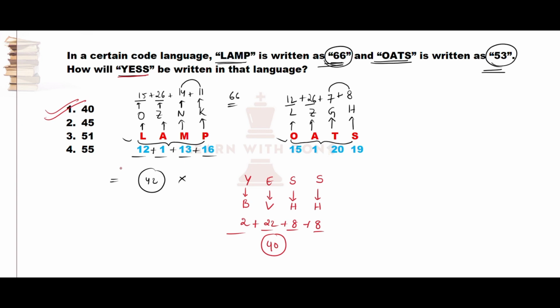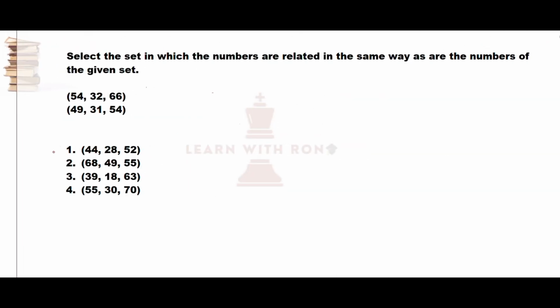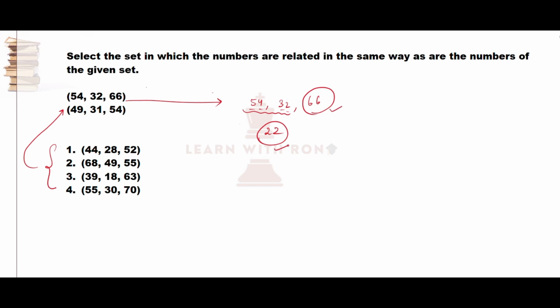Let's see the next question. Here is one more such question. Again, we need to find a set from the given options which follows the same pattern as the above two sets. Let's take the first set, which is 54, 32 and 66. Observe the difference between the first number and second number. The difference here is 4 minus 2 and 5 minus 3, which is 2. Now see the difference and the third number of the set. The third number of the set is thrice the difference, right? See here, 66 is 22 times 3.